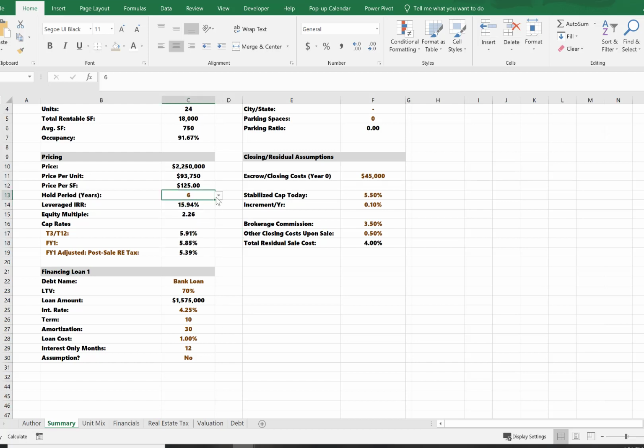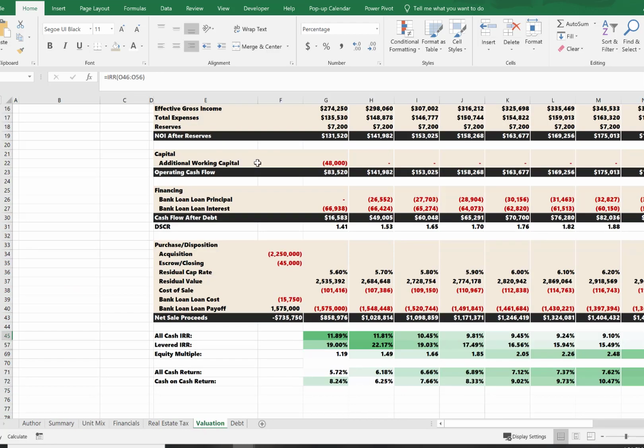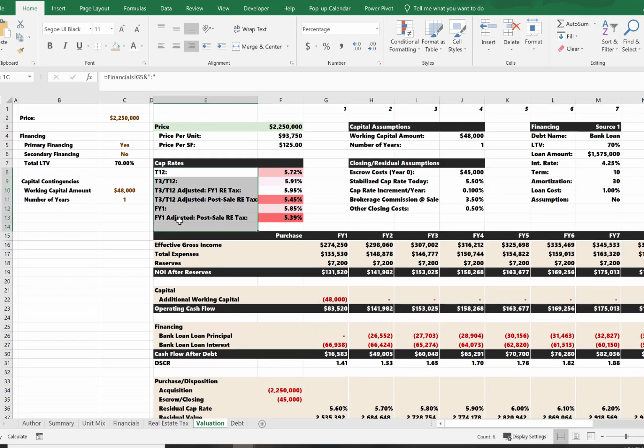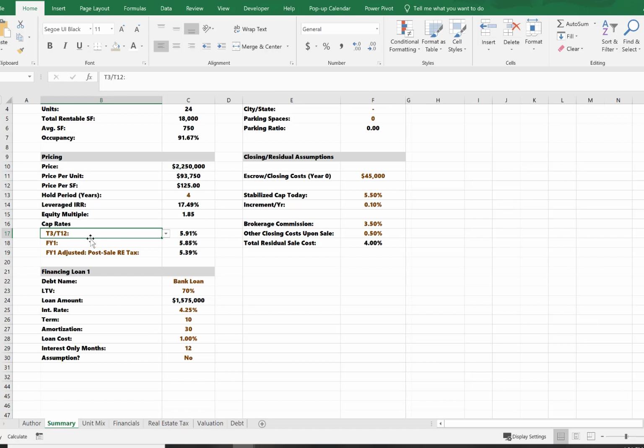Type in 4 here, you can see the IRR changing. And then the cap rates. You can choose 3 of the 6 that are listed here, whatever your preferences are, and have those displayed on the summary page. It's just going to give you a quick feel for the property, and you're not going to have to be bouncing back and forth between the sheets as much.